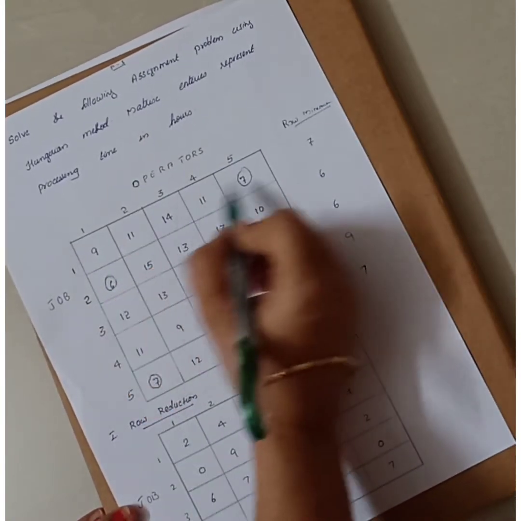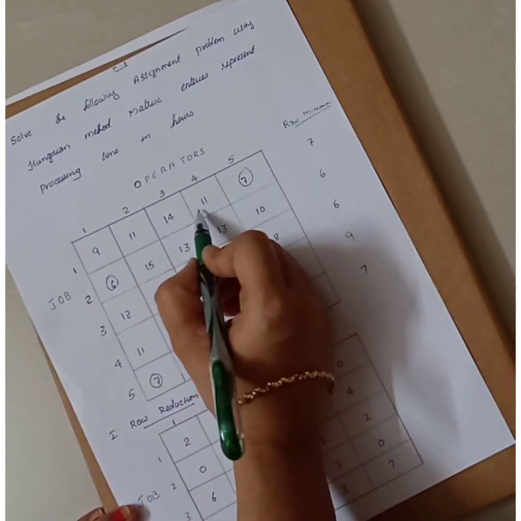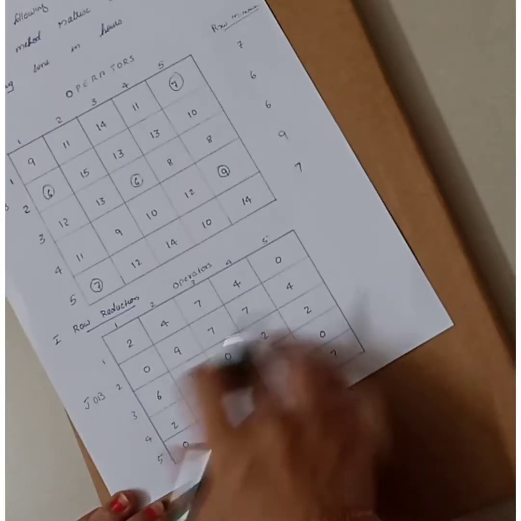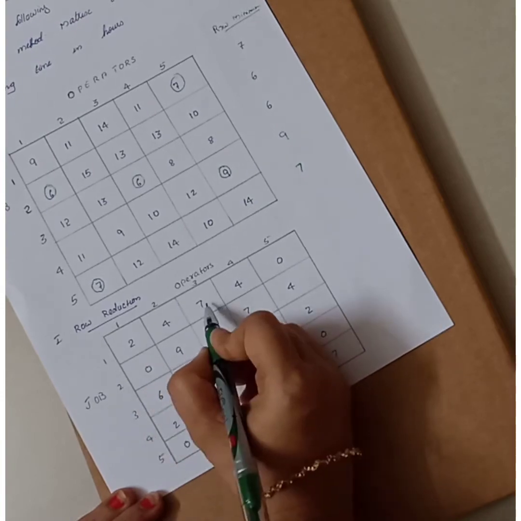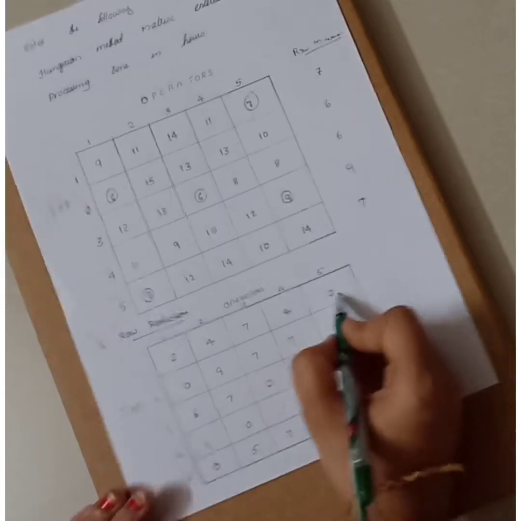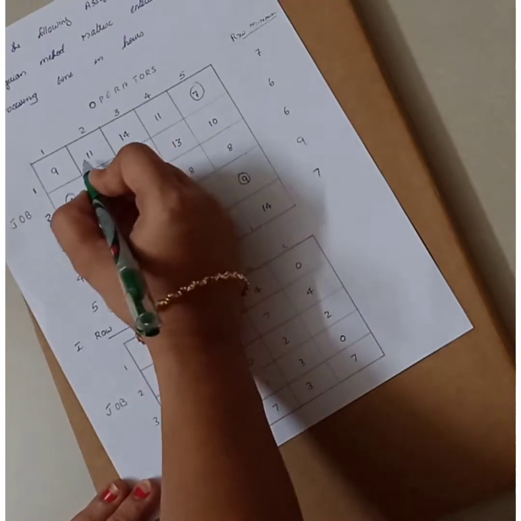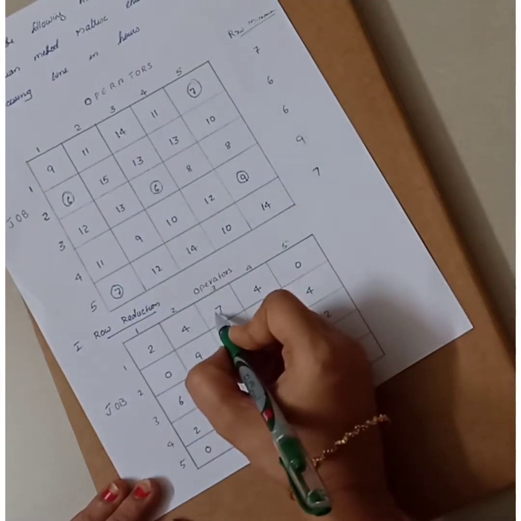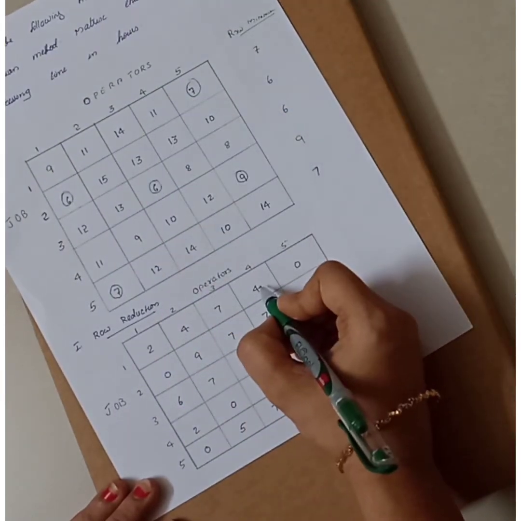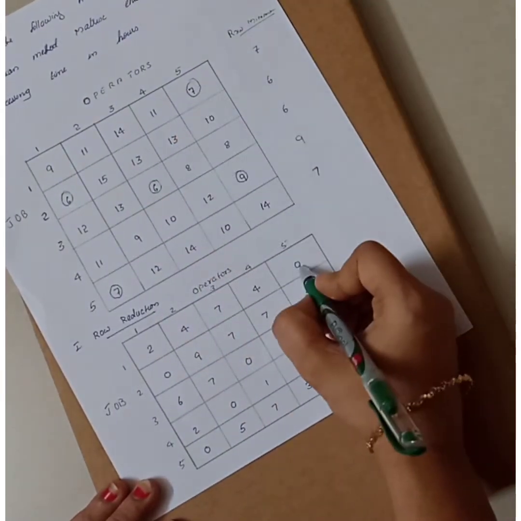That is 9 minus 7, 11 minus 7, 14 minus 7, 11 minus 7. Okay, so you will get the first row as 2, 4, 7, 4, 0. 9 minus 7 is 2, 11 minus 7 is 4, 14 minus 7 is 7, 11 minus 7 is 4, and 7 minus 7 is 0.